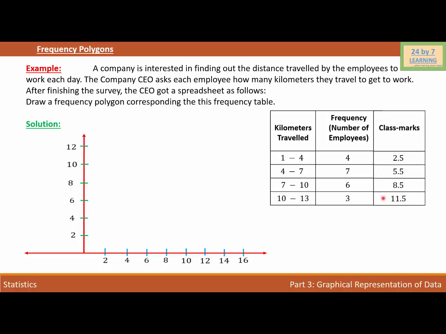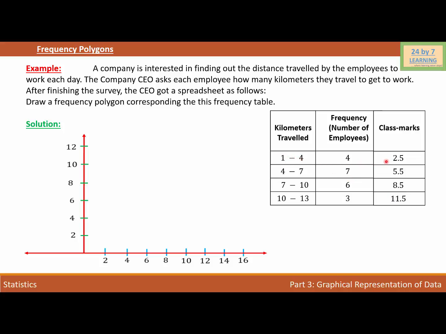So I will add another column which is basically class marks. So 1 plus 4 is 5, 5 over 2 is 2.5, which is over here. 4 plus 7 is 11, and 11 over 2 is 5.5, which is over here. 7 plus 10 is 17, and then 17 over 2 is 8.5, and then 10 plus 13 is 23, and half of 23 is 11.5. So basically we are adding the upper and lower limit, or we can say we are adding the upper and lower interval and then finding the mean. So this is basically the mean of the distance traveled by each employee.